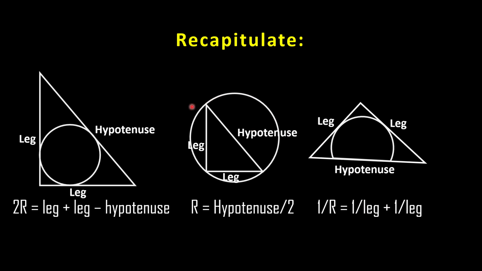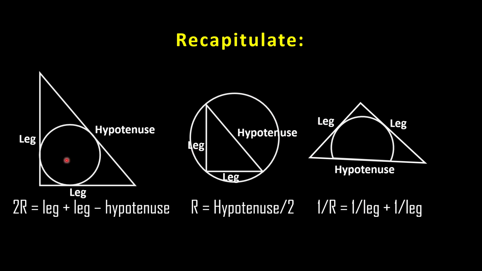If the circle is outside the right angle triangle, the radius would be the hypotenuse divided by 2. If it is inside, leg plus leg minus hypotenuse, whole by 2. If the circle is outside, then hypotenuse by 2. And if it is a semicircle with diameter along the hypotenuse, then 1 by r equals 1 by first leg plus 1 by second leg.